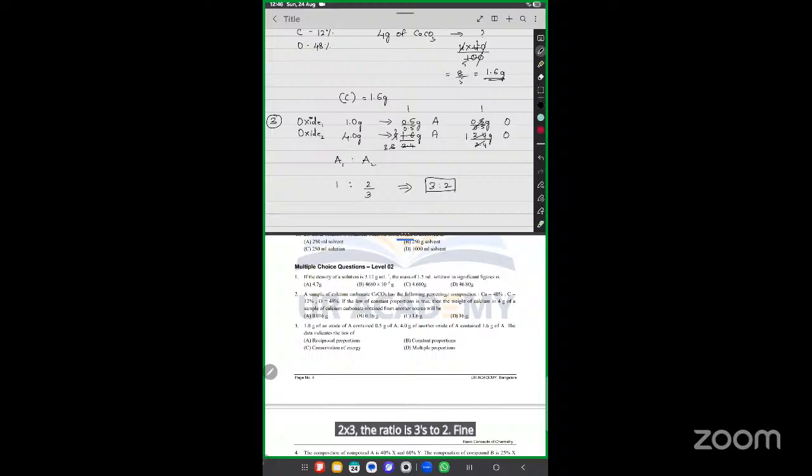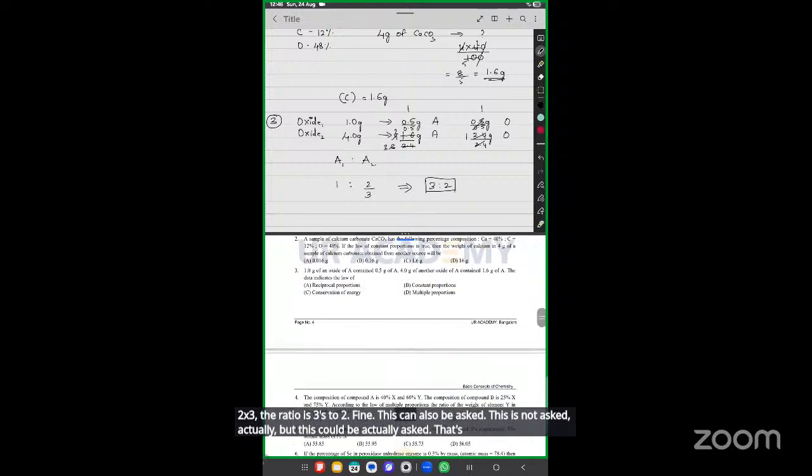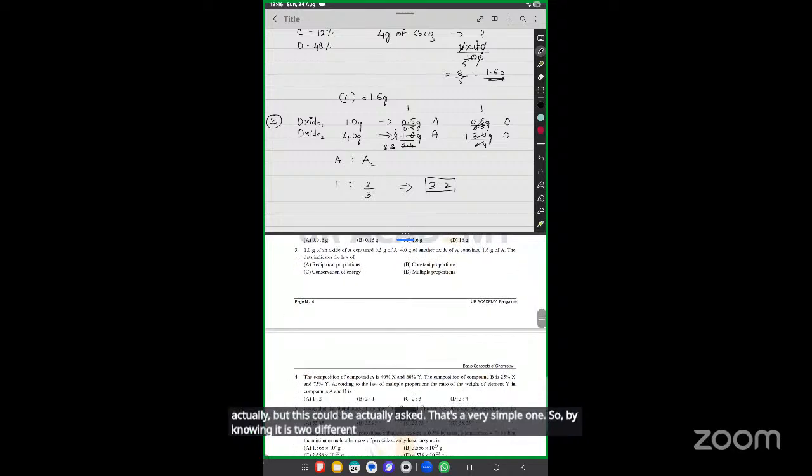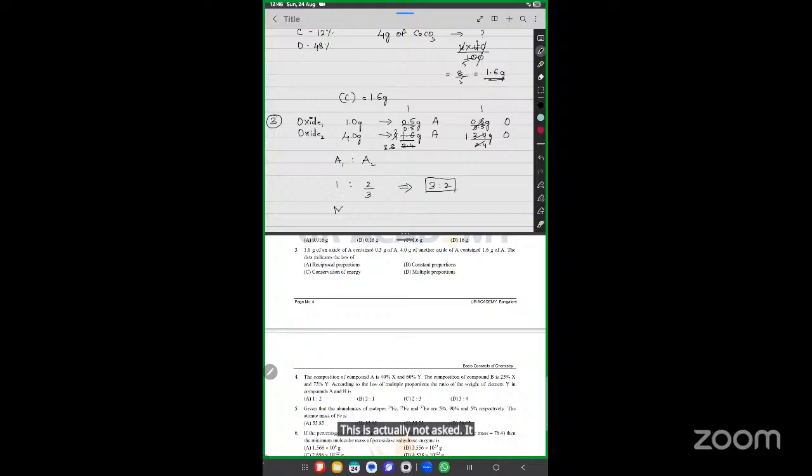Okay. This can also be asked. This is not asked actually, but this could be asked. That's a very simple one. By knowing it is two different oxides of A, it can be AO2 or AO3, or it can be AO2 or A2O3, whatever it can be, right? So for that, we are finding the ratio according to the multiple proportions. Therefore, we are getting the ratio as 3:2. It is satisfying the law of multiple proportions.